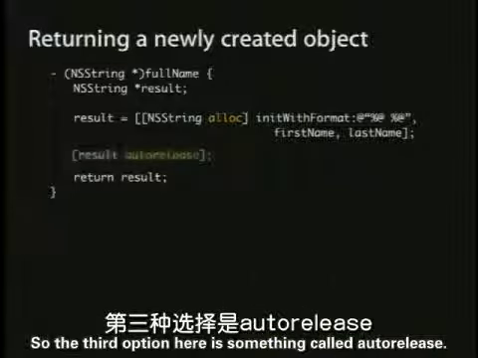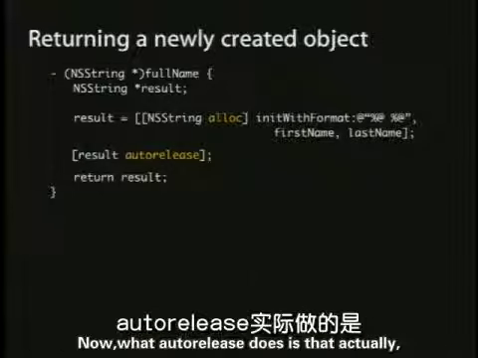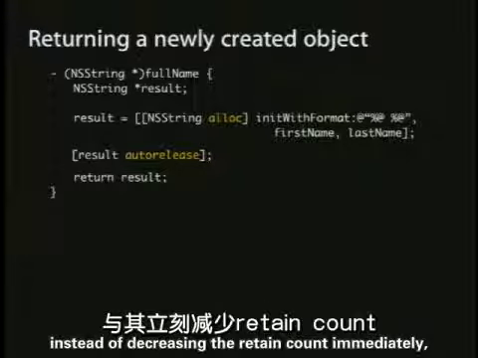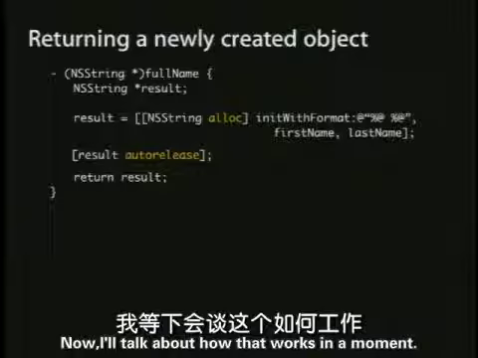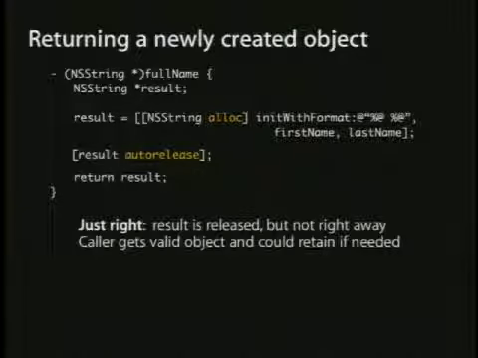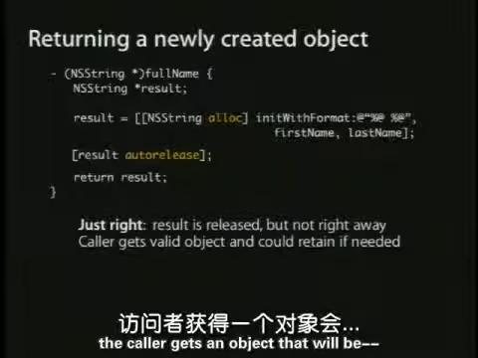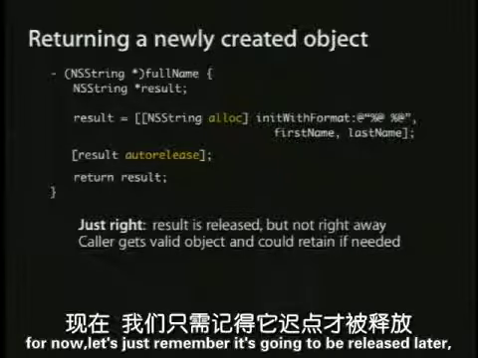There's a few ways you can think about this. If you did this, and let's say the caller of this method doesn't know any better, he just calls it. If you just do this, your memory is going to get leaked. Now, if you release the memory before you return the object, then you're returning garbage memory. So this is wrong because you're releasing too early. So the third option here is something called autorelease.